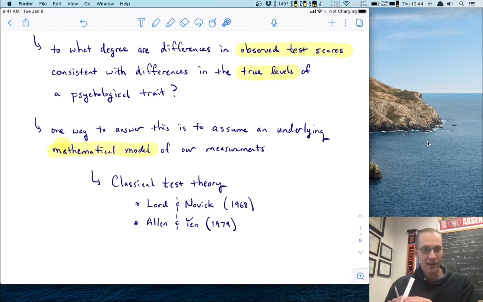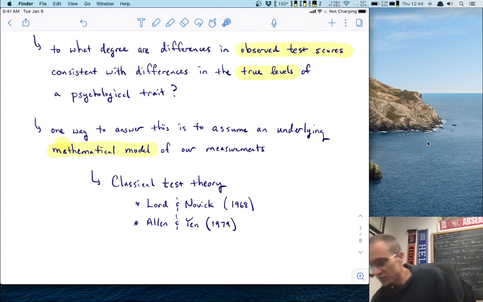But this is a very concise, crisp book, and I really like how it presents the underlying ideas of classical test theory. So a lot of what I'm going to talk about today actually comes right out of Allen and Yen. So let's jump into it.